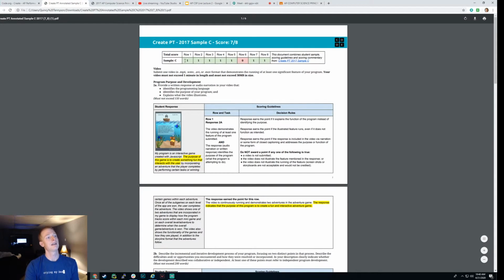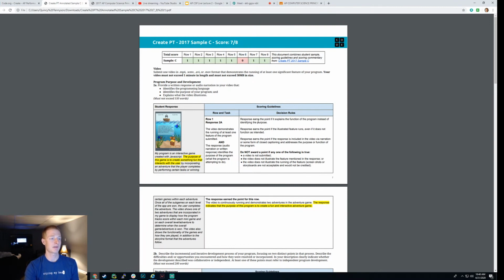As you can see, this student scored a 7 out of 8, which is really solid, right? They did not score row 6, and again, this is that elusive parent-child algorithm that we have not seen a successful implementation of yet.